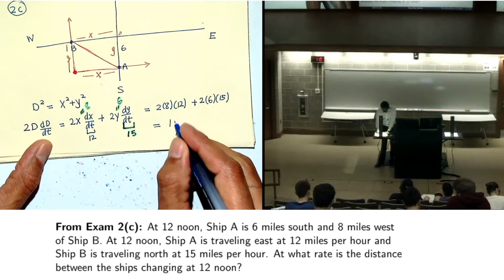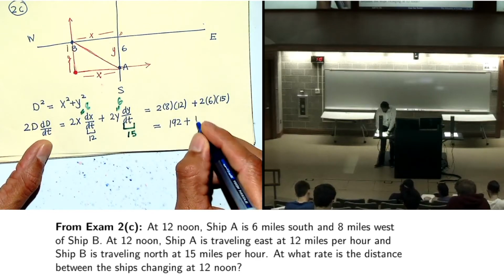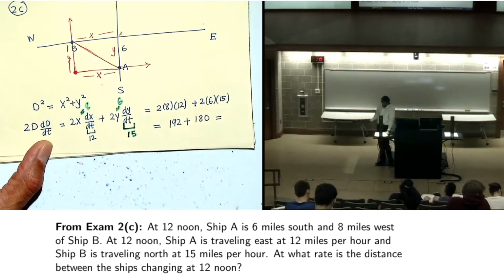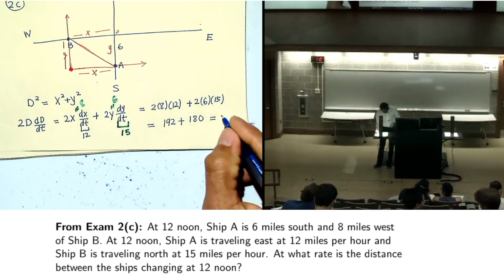Okay, 192, that's helpful. 2 times 6 times 15 is 30, 30 times 6, 180? Wow, I'm so smart. What is 192 plus 180? Come on, don't give up. Let me see. Siri, what is 192 plus 180? It's 372. Wow. 372.